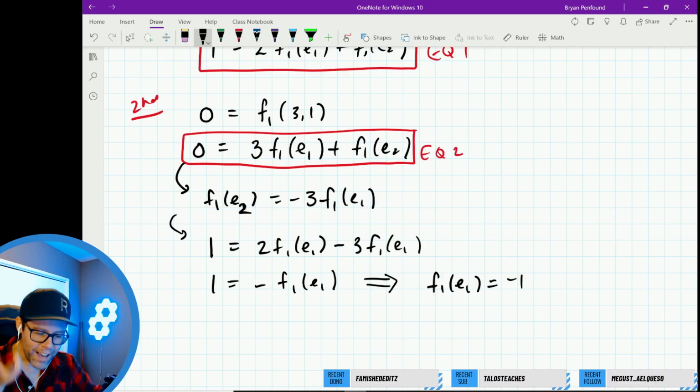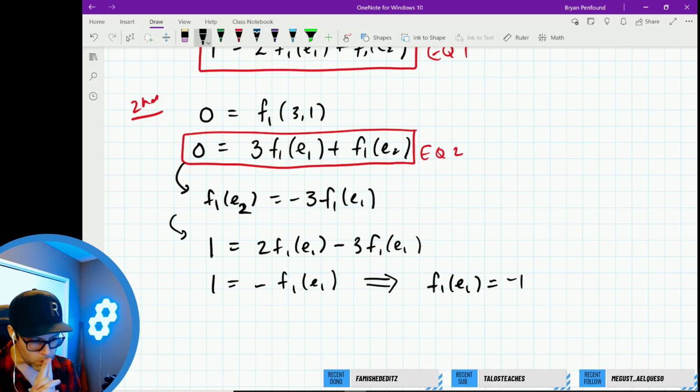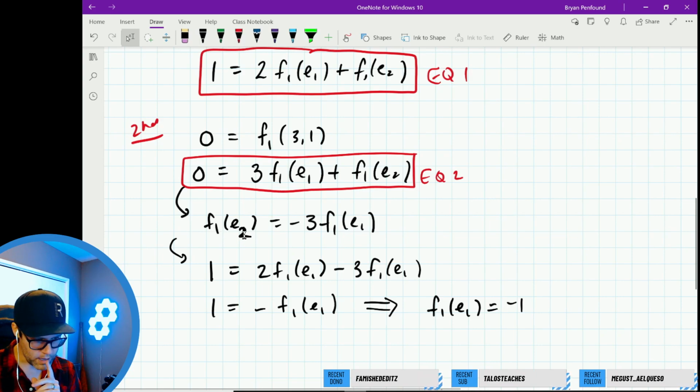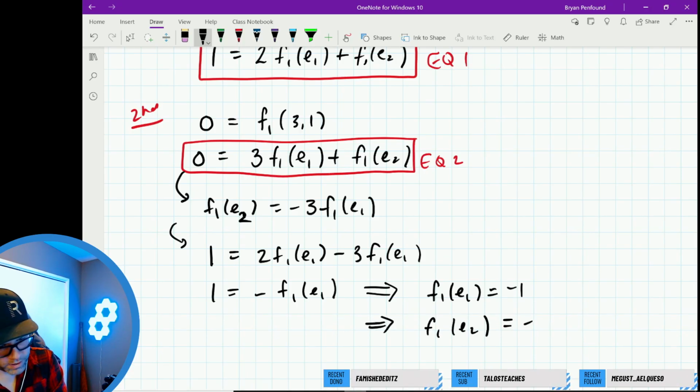Oh, this is cool. I think I understand what they're trying to do. They're saying I have a standard basis, E1 and E2. If I can figure out where those standard basis vectors go under this linear functional, then I can completely determine any linear functional in this particular space that we're working with. Okay, cool. So knowing this, F1E2 has to be 3. Right, it should be negative 3 times negative 1, or 3.